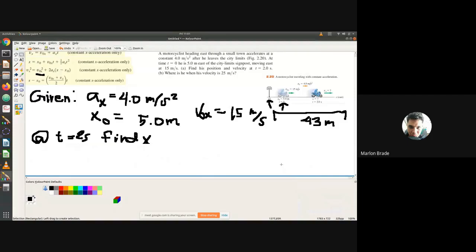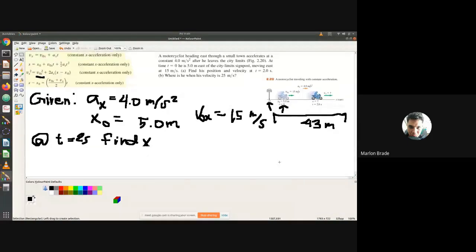So, unsa man nga equation gamiton para makuha nako akong velocity? Daghan ang given, pero asa man ang sakto? Dili ni find velocity, but find Vx. So, guys, asa man ang gamiton nga equation? 1, sir. Yeah, so 1. So, Vx imong gipangita.